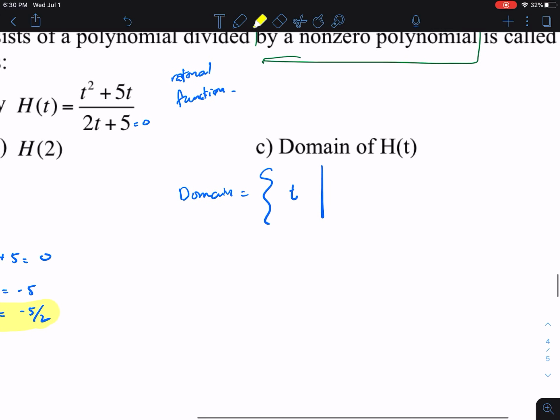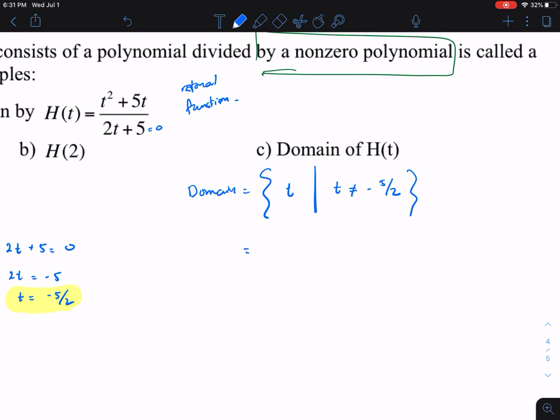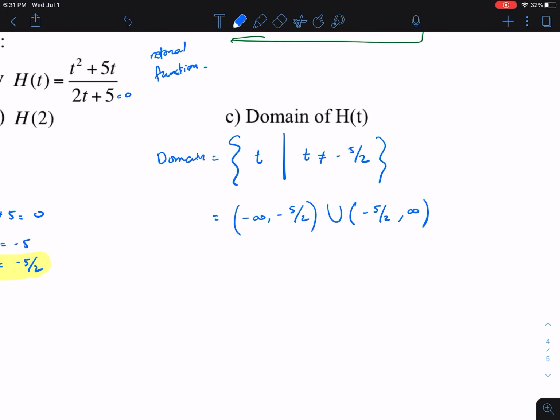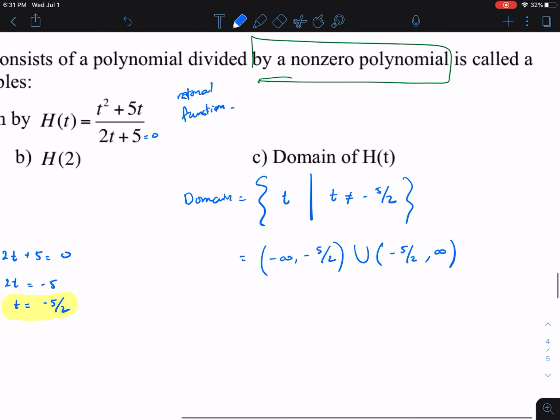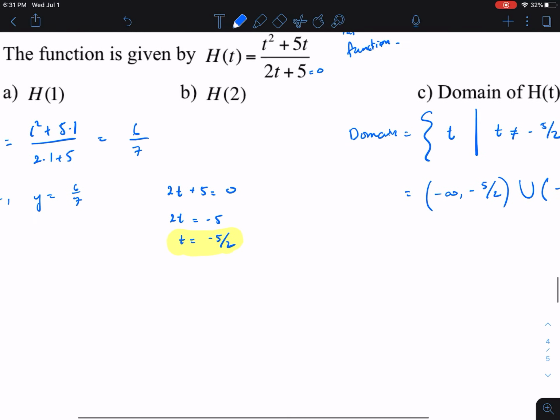The way we write the domain is that it's all the real numbers t such that t cannot equal negative 1 half. If we want to write this using interval notation, it's from negative infinity to negative 1 half, parenthesis, union negative 1 half to positive infinity. This says that we exclude just the single value. Everything else is part of the domain, because everything else we plug into this rational function will guarantee an output. Okay, that's how we find the domain for rational functions.